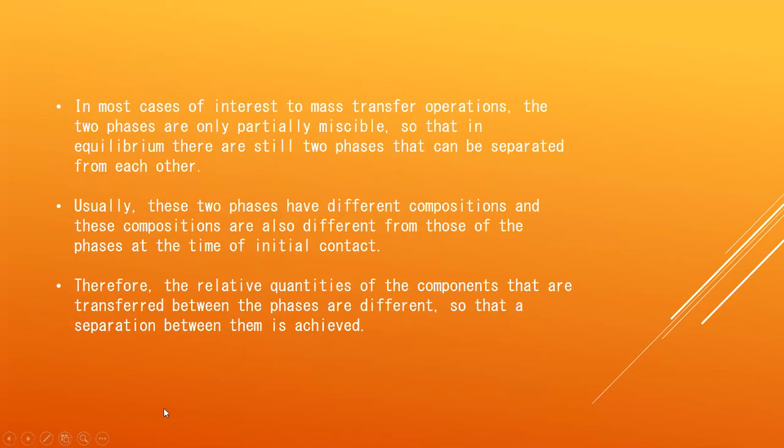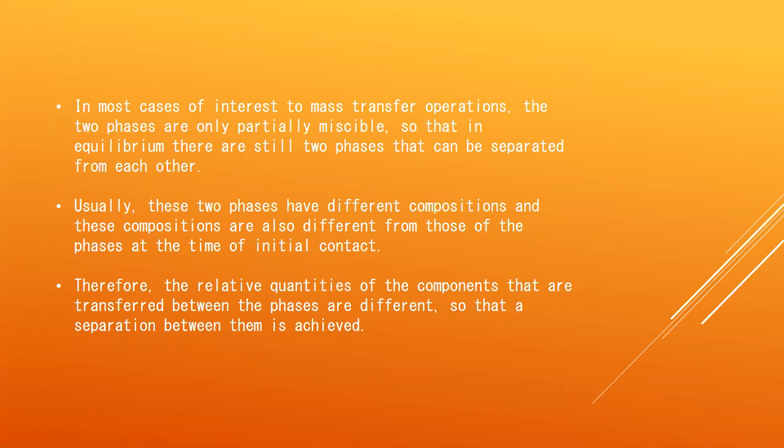Now, in most cases of interest to mass transfer operations, the two phases are only partially miscible. And so in equilibrium, there are still two phases that can be separated from each other. In the case of liquid-liquid extraction, which you will learn about later in detail, you will know that it is necessary at some point that the phases that are contacted are only partially miscible. Usually, these two phases that are partially miscible have different compositions, and these compositions are also different from those of the phases at the time of initial contact.